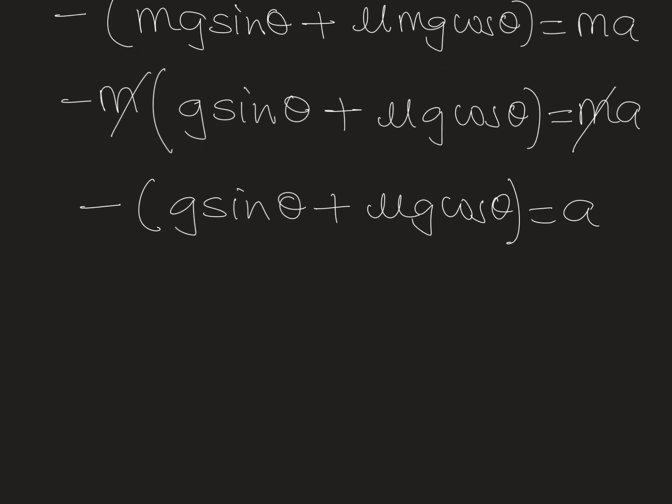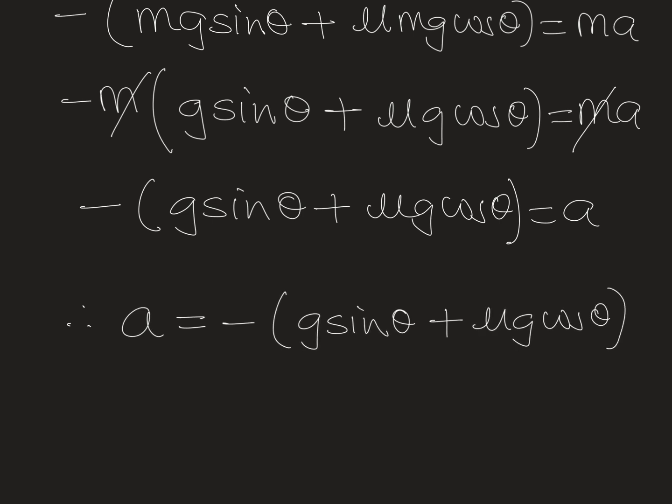Therefore, acceleration is equal to minus g sine theta plus mu g cos theta. The negative sign tells us that for a body that is moving up an inclined plane without an applied force, that body is actually decelerating. It is not accelerating, but instead it is decelerating.